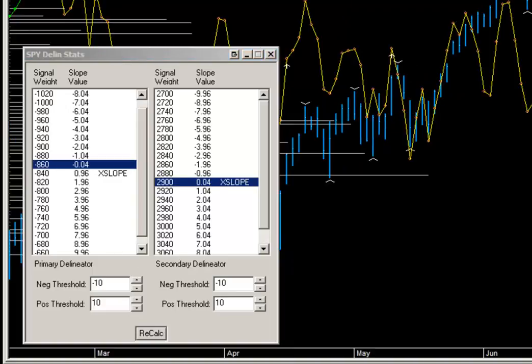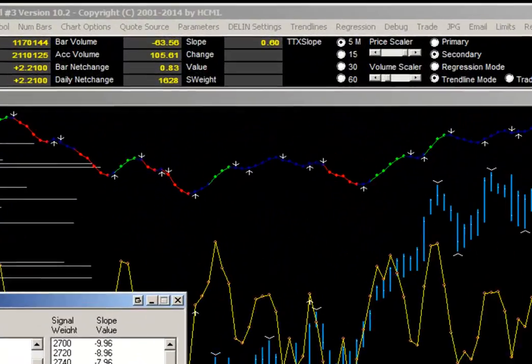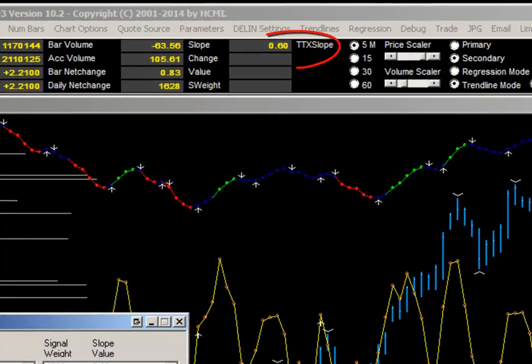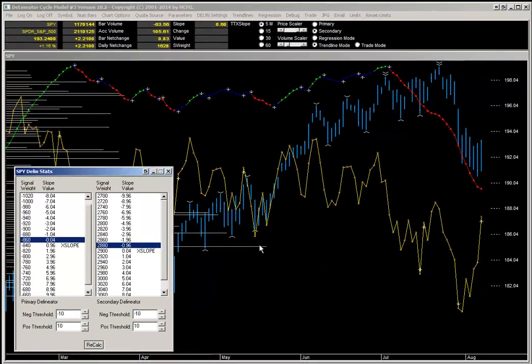We can see that on the secondary, to move the secondary slope up, we would need to jump to plus 2880 during the current day. So that isn't going to happen on this day because 2800 signal weight is more signal weight than there could be in a day. But if we look up at the data portion of our screen, we can see that TTX slope shows up as 0.60, which tells us that it's possible that tomorrow we could see a slope change up on the secondary.